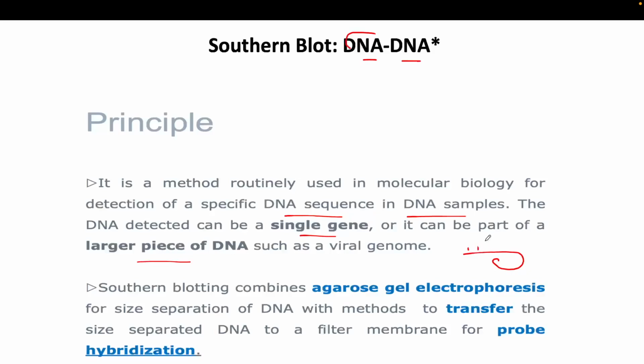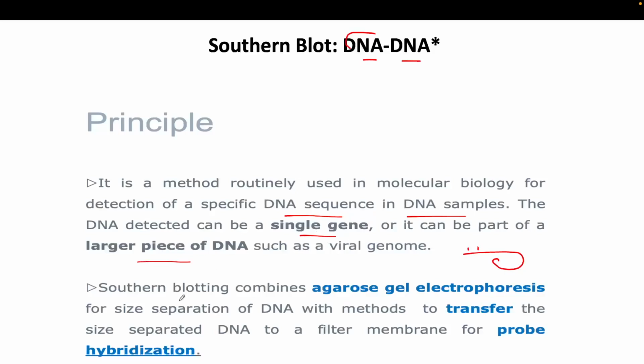Generally in Southern blotting and Northern blotting, the radiography technique is used, because the sensitivity of radiography is very high in comparison to fluorescence and chemiluminescence. But radiography is very carcinogenic to health, so that's why we have to do the experiment very carefully.